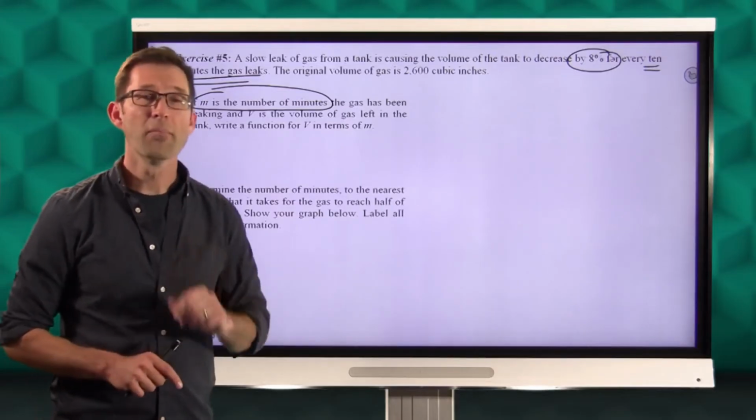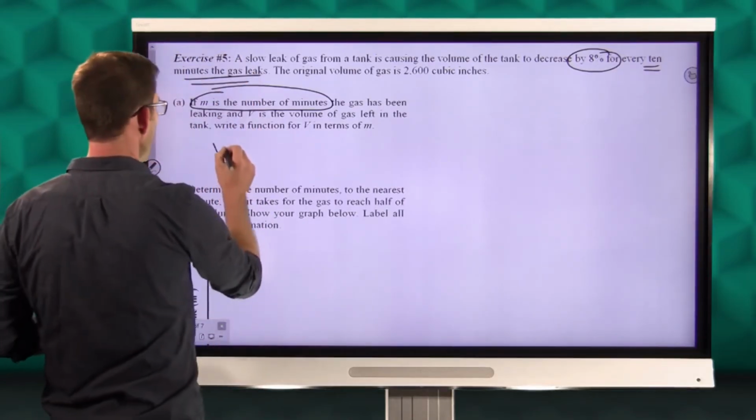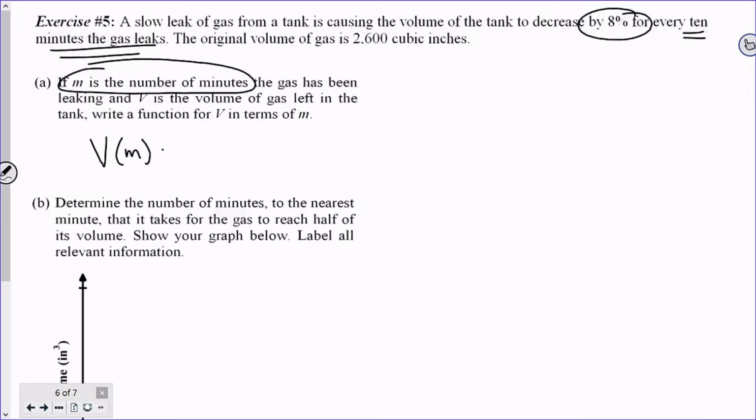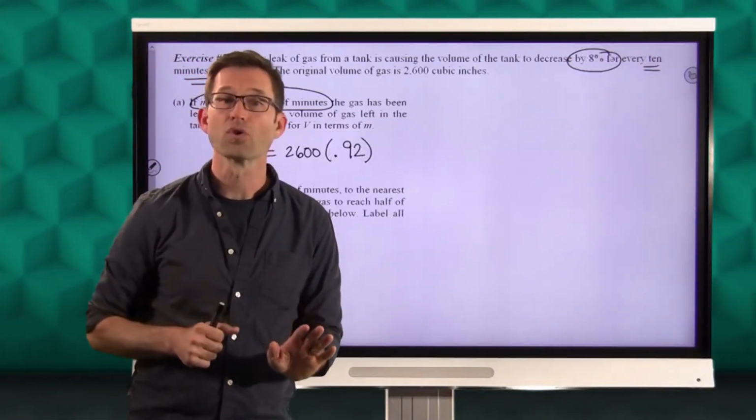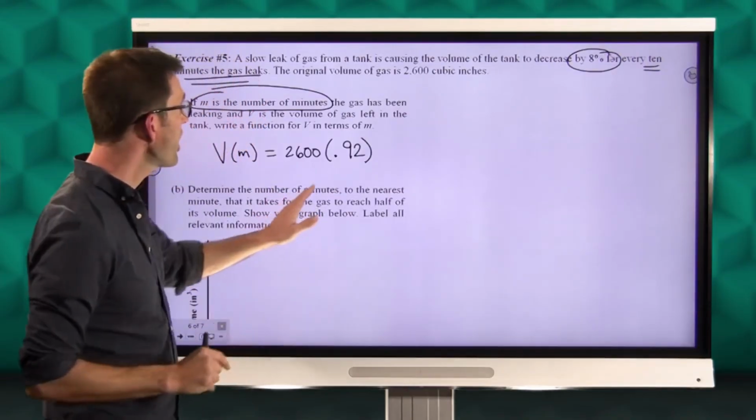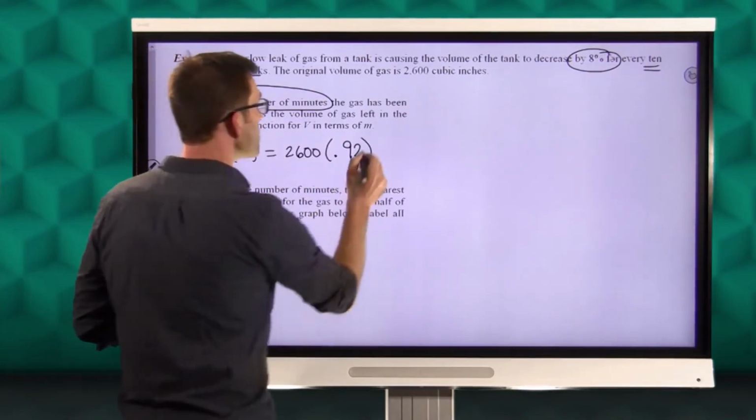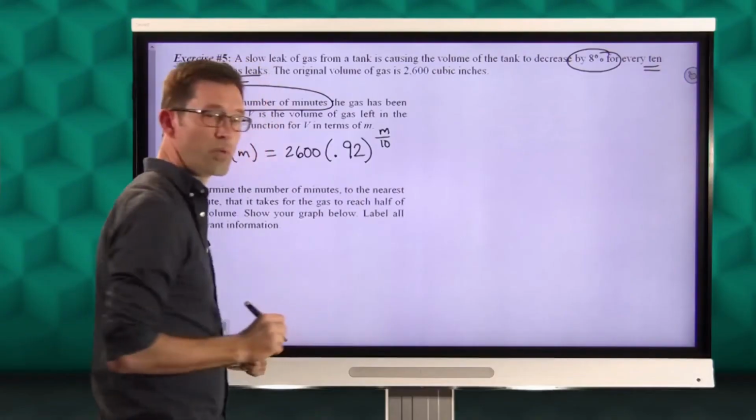All right, I bet by now you can do it without kind of putting that intermediate step in. So let's do it. The volume as a function of the number of minutes is what we started at, 2,600. Now what would be that multiplying factor? Since it's going down by 8%, the multiplying factor would be 0.92, right? Not 1.08, that would be making the exponential go up. 0.92 makes it go down, but it's not 0.92 to the m, right? It's 0.92 to the m divided by 10, right?